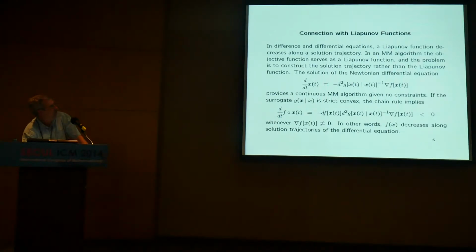Now, if you view it from the point of view of differential equations, you can come up with a continuous version of these MM algorithms, and I've given that middle equation. It's a differential equation you can solve, and along the solution curve, if the surrogate function g is strictly convex, then you can show, and I've shown here in the bottom inequality, that this solution decreases the objective function. And this has a practical importance that you don't actually have to solve for the next iterate exactly.